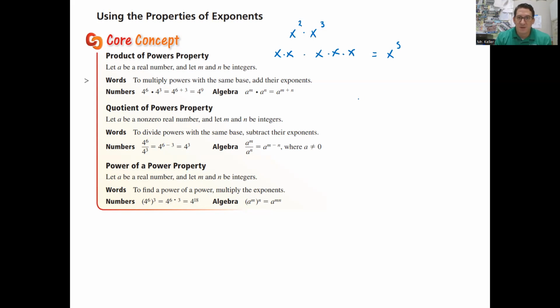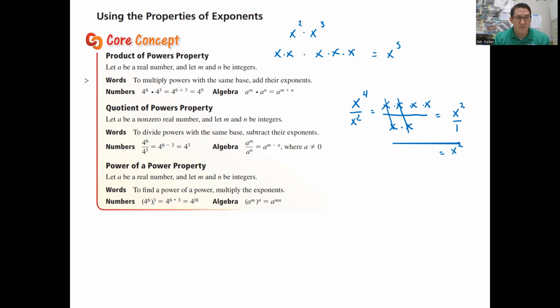So again, similar to that one, if we had x to the 4th over x squared, that'd be x times x times x times x. X squared would be x times x. Common factors in top and bottom cancel out. So you're left with just 2 x's on top. That would be x squared over 1, or just x squared.